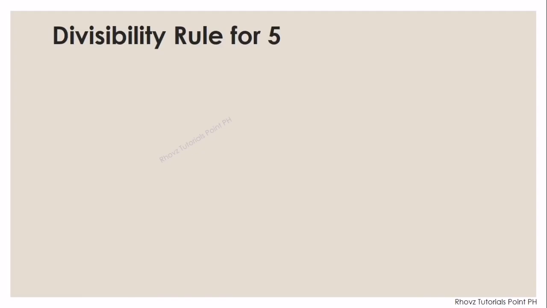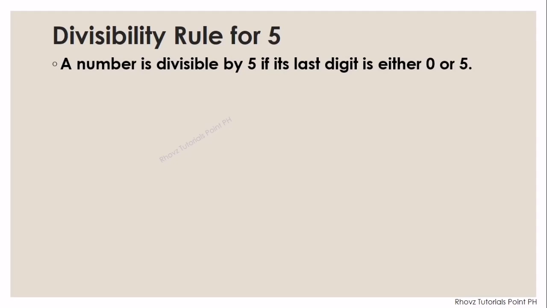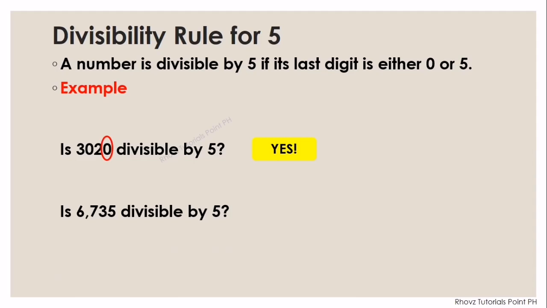Next is the divisibility rule for 5. A number is divisible by 5 if its last digit is either 0 or 5. Okay, example, 3,020. Its last digit is 0. Therefore, it is divisible by 5. Next, 6,735. So, yung last digit niya ay 5. Therefore, yes, divisible siya ng 5.